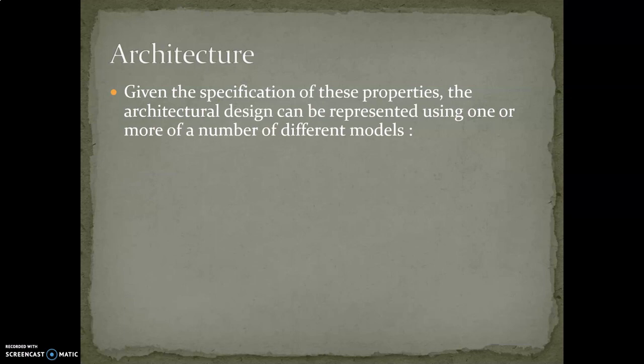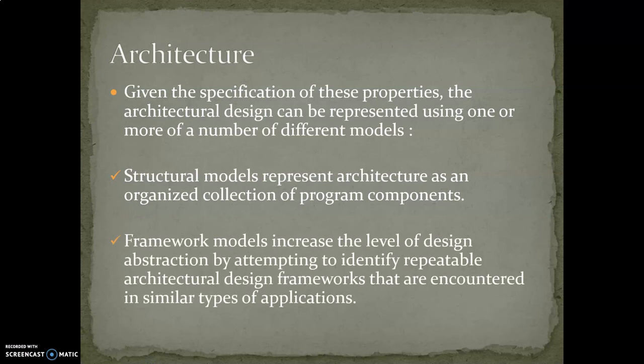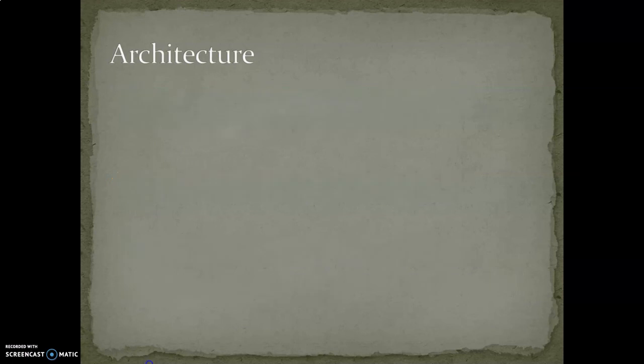For the same architecture, by specifying these properties, we can represent it by a number of different models which we have already seen. The first one is the structural model, which represents architecture as an organized collection of program components. Then we have framework models, which increase the level of design abstraction by attempting to identify repeatable architectural design frameworks that are encountered in similar types of applications. All these we have seen.